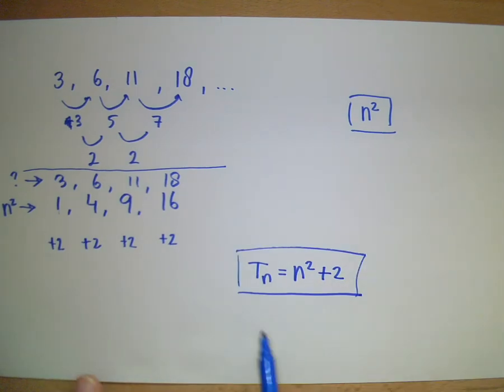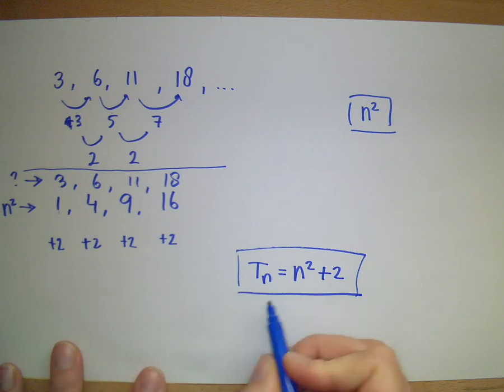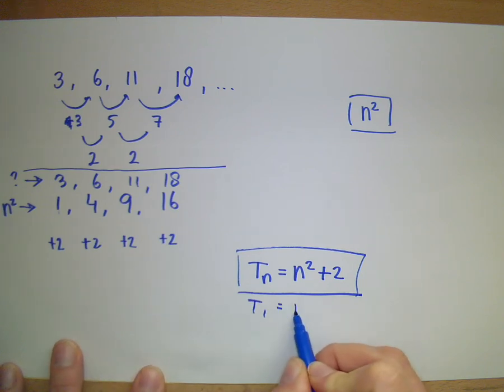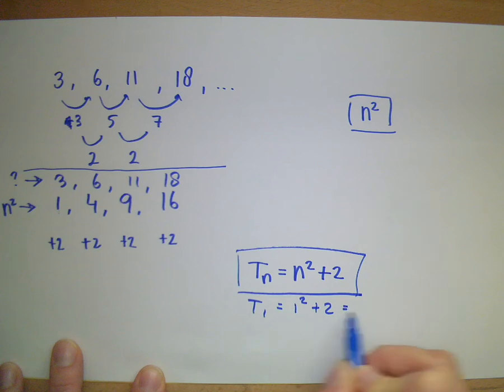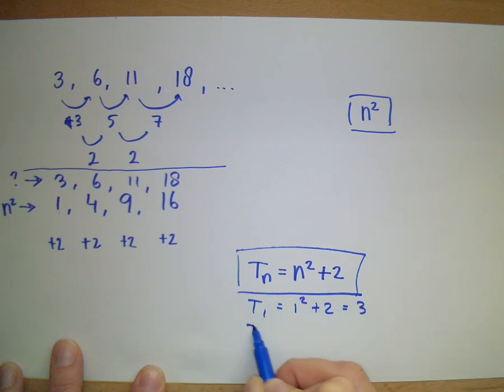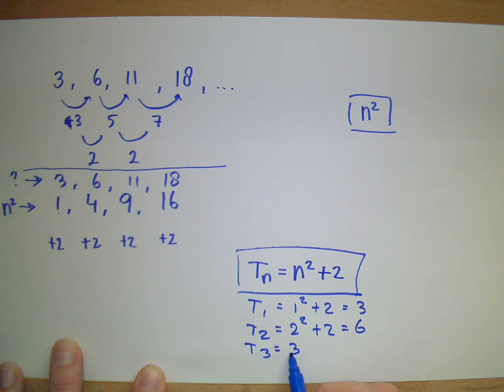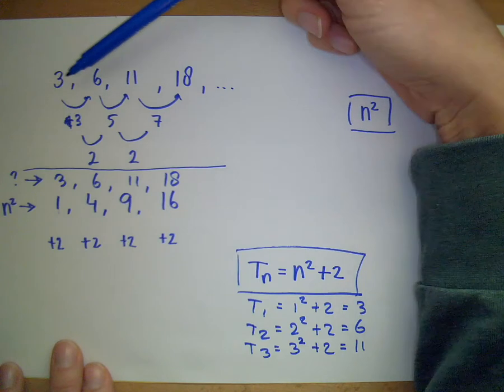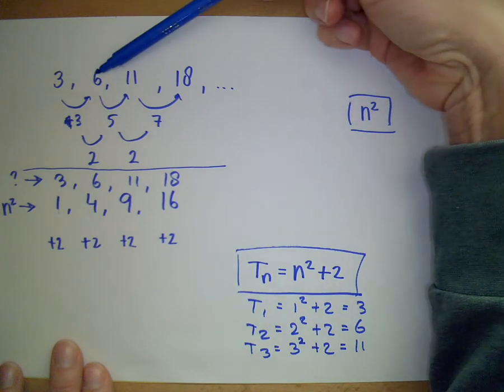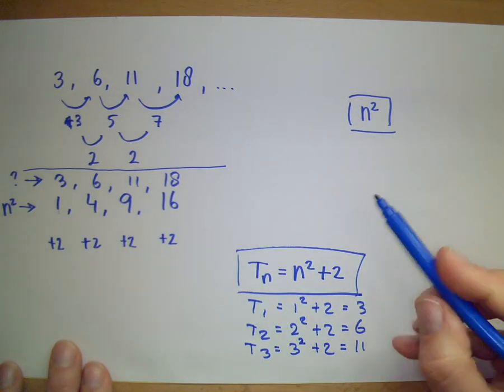Done. We can check it. Our first term would be 1 squared plus 2, which equals 1 plus 2 is 3. Our second term should be 2 squared plus 2, which equals 4 plus 2 is 6. Our third term would be 3 squared plus 2, which is 9 plus 2 is 11. 3, 6, 11. Our sequence that we started with. So yeah, this should be right.